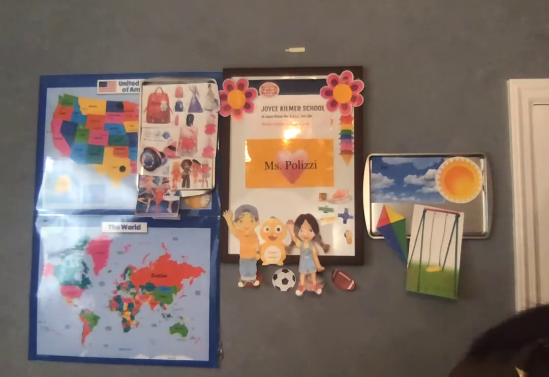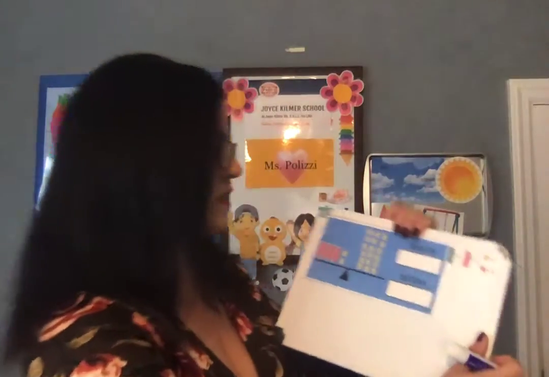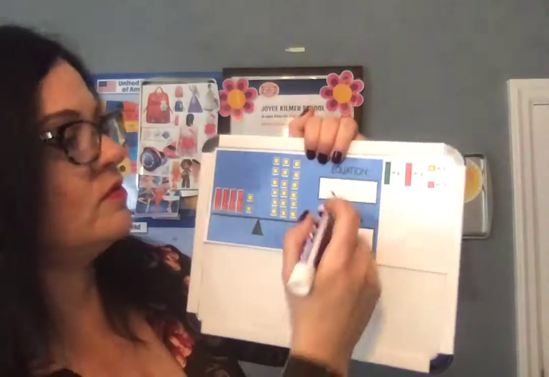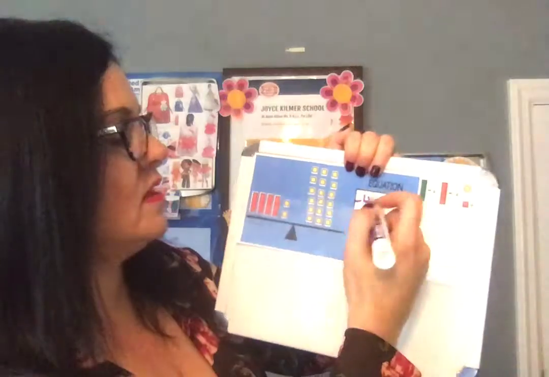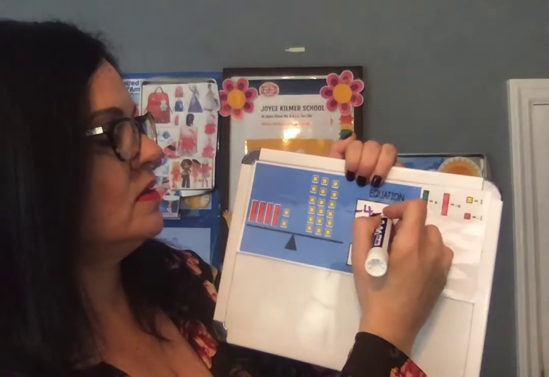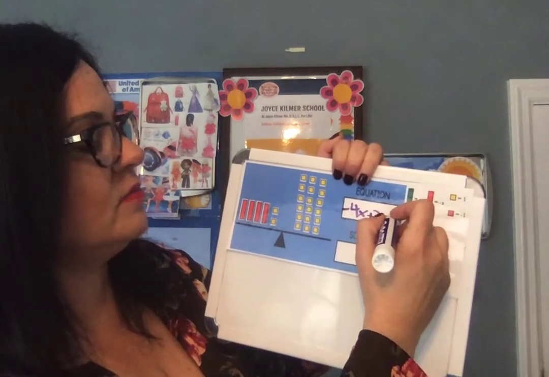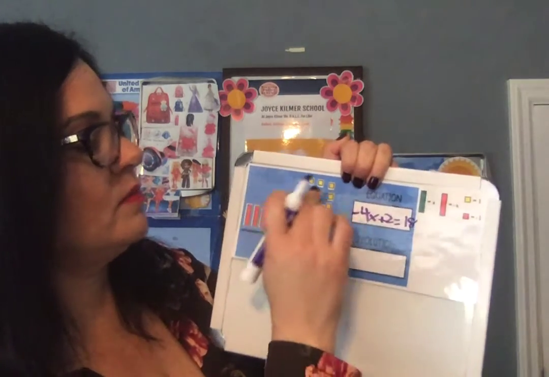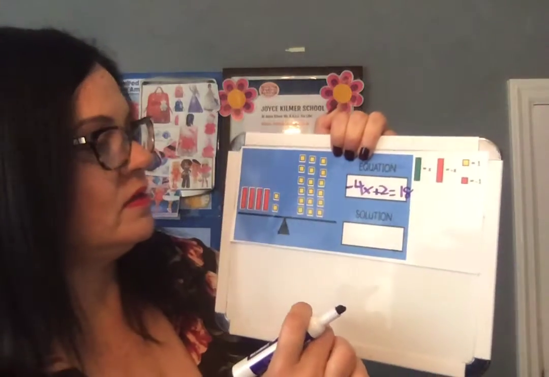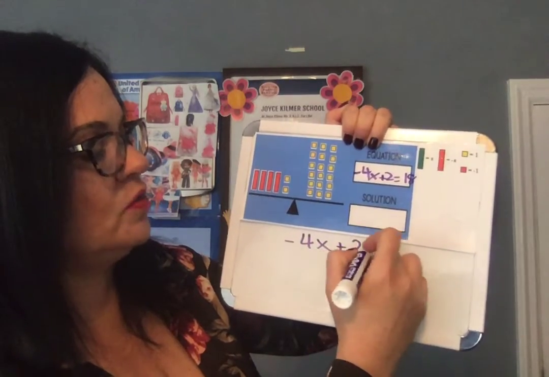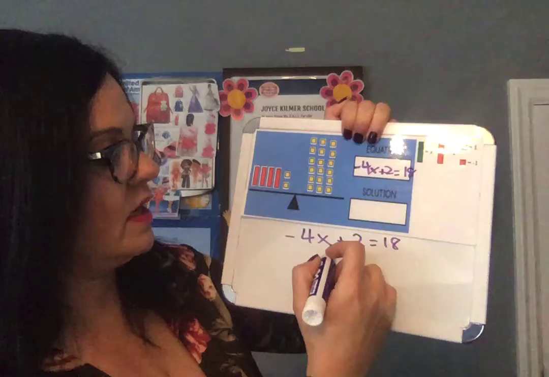All right, so here's another example. We have 1, 2, 3, 4 red long, so negative 4x plus 2 equals positive 18 because there are 18 positive yellow units. So that's our equation, and we'll go ahead and solve that. Negative 4x plus 2 equals 18, okay?